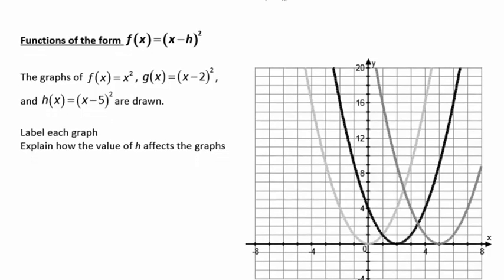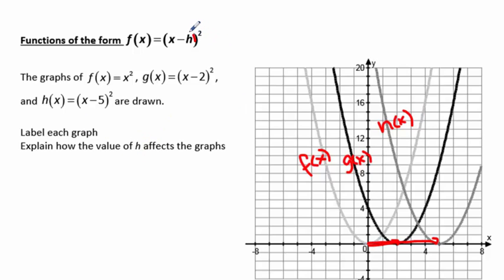If I'm looking at a function of the form f of x equals x minus h squared, what happens there? F of x is the graph that has center at the origin. If you have g of x equals x minus 2, shifting 2, this one must be g of x, and x minus 5, shifting 5, this one must be h of x. Okay, so the value of h.